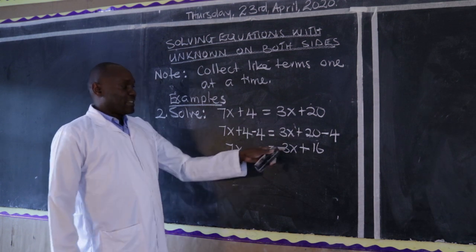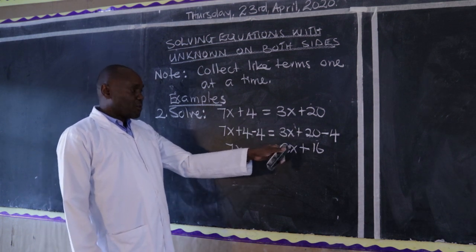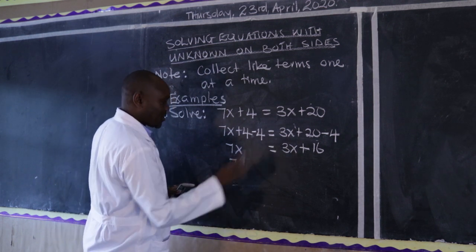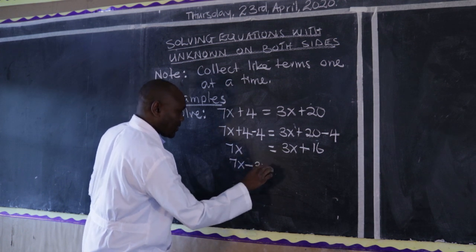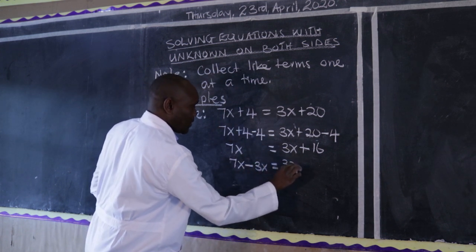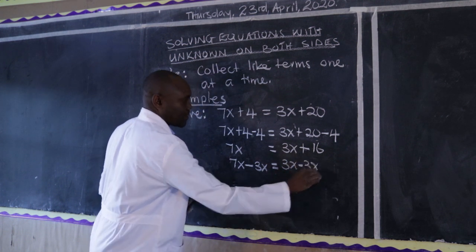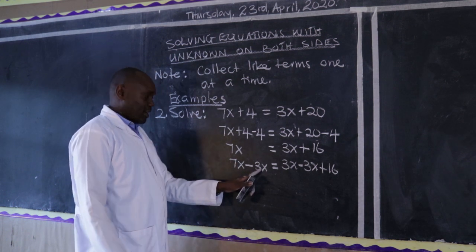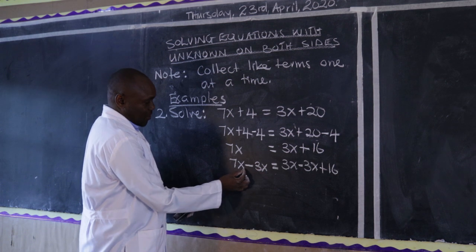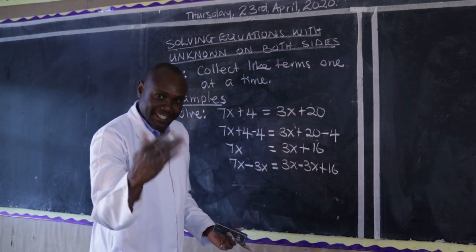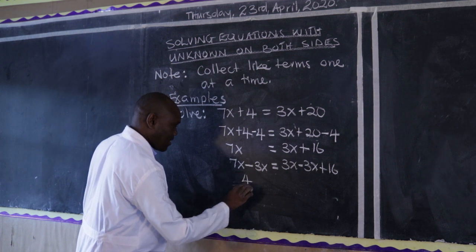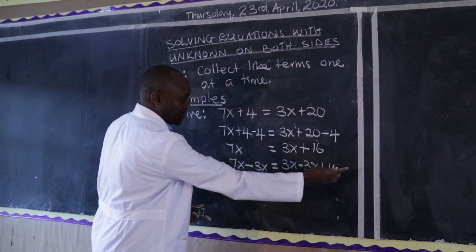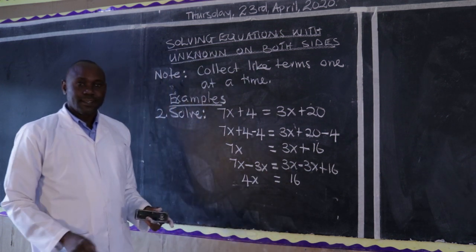What's the next step? Is now to bring the unknown also to this side. That will be 7x. Remember, it is a positive. It will be now minus 3x, which is equals to 3x minus 3x plus 16. 7x minus 3x. First, you know the unknown, then you say 7 minus 3, we have 4x, which is equals to 3x minus 3x is 0 plus 16. We shall definitely remain with the 16.